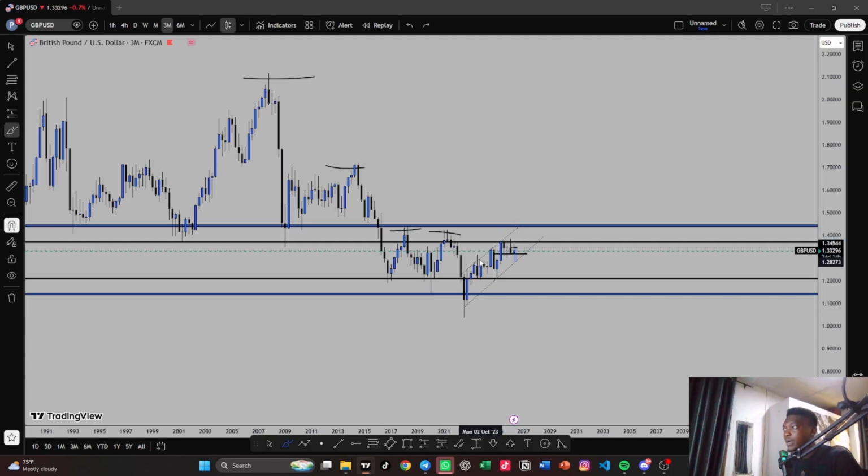There's a saying that price is fractals. What that means is that whatsoever happens on the higher time frames structurally is the same thing for traders who trade on the lower time frame.